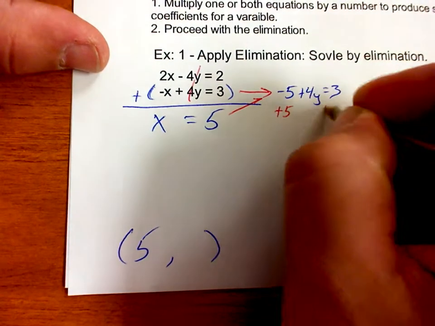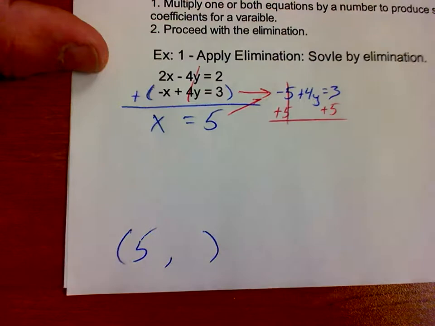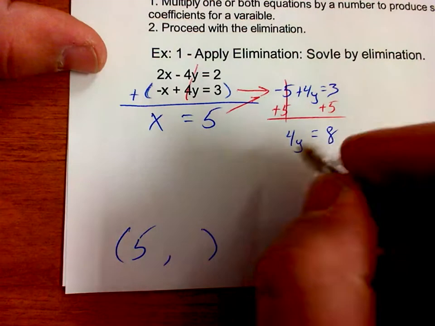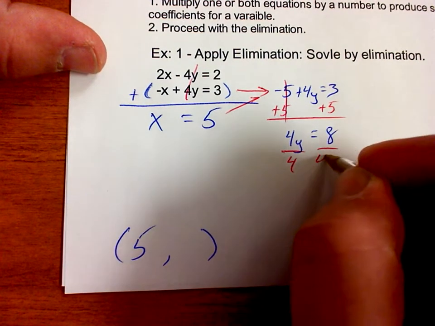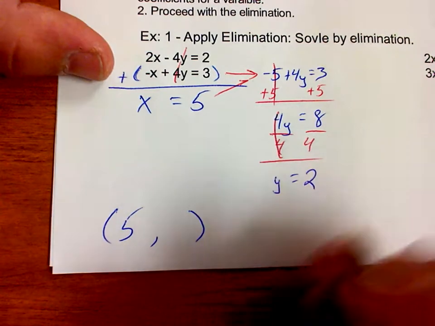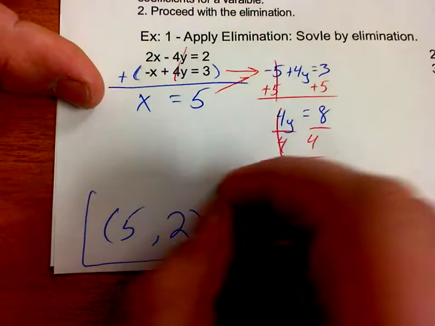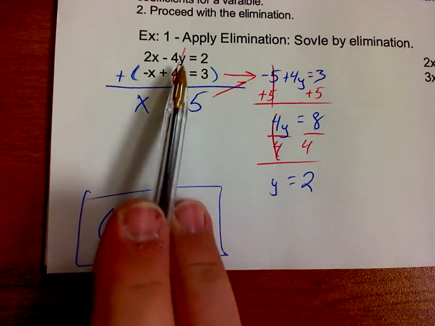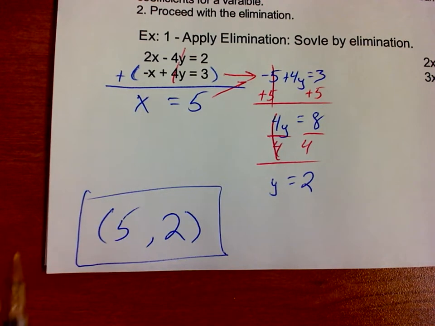So we're going to get rid of negative 5 by adding 5 to both sides, in which case we're going to be left with 4y is equal to 8. Then finally we're going to get rid of times 4 by dividing by 4. That's going to leave us with y is equal to 2, which is our y value. Now this one is a very easy one because we already had opposite coefficients.